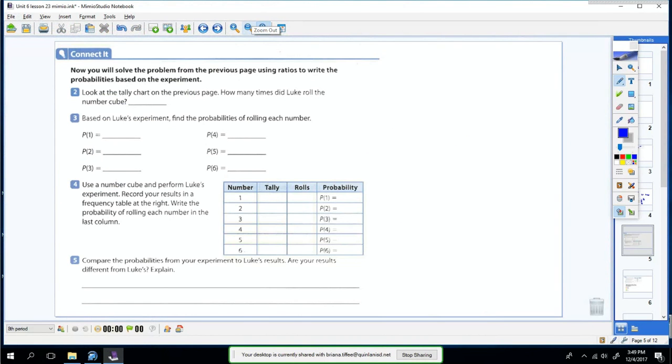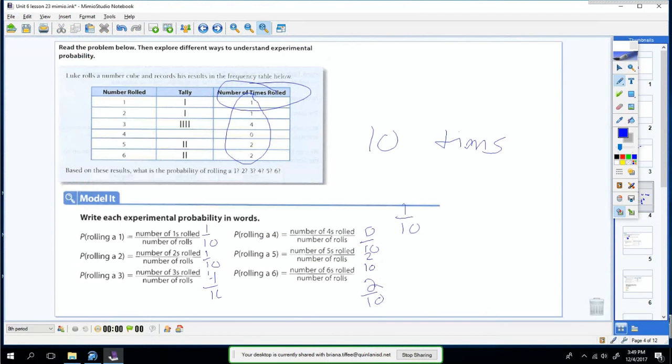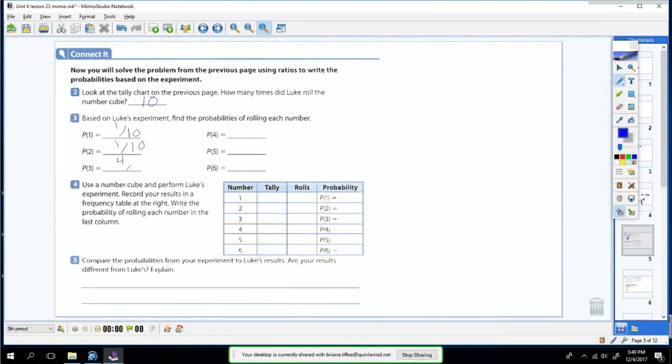So let's connect it. Look at the tally chart on the previous page. How many times did he roll the cube? He rolled it 10 times. So based on the experiment, what's the probability of getting it? Well, that's 1 out of 10, like we just said. 1 out of 10. And I can't see the table. So it's 4 out of 10. 0 out of 10, 2 out of 10, 2 out of 10. And you can simplify these.